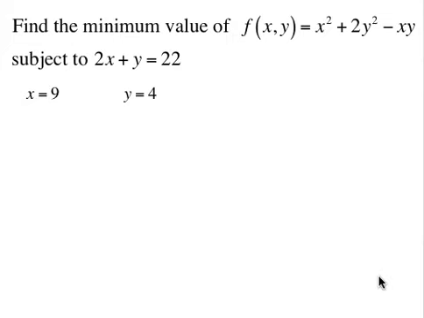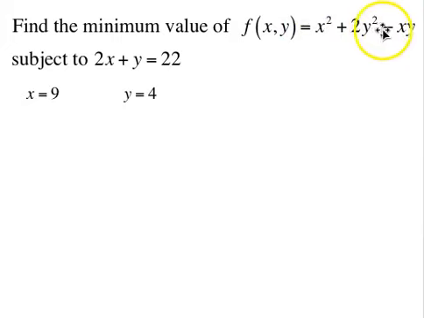So we're told this is going to be a minimum value, and frankly, the Lagrange method does not tell us if it's a minimum or a maximum, so typically in this course, the question will make that clear. So we want the minimum value. We know that x is 9 and y is 4. Notice 2 times 9 is 18 plus 4 is 22. It satisfies the constraint equation.